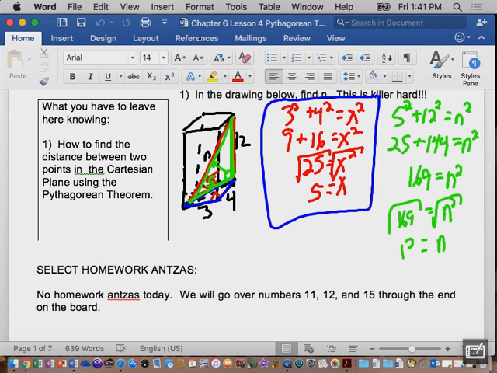And is 13. Okay? N works out to be 13. And that is the correct length. Now, does anybody have any questions about that?